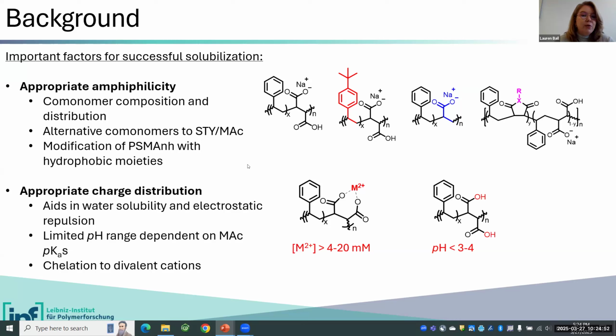Another important factor for your copolymers is an appropriate charge distribution along the backbone. So you want to maintain water solubility of your copolymer so that you have sufficient water solubility and electrostatic repulsion between your SMALPs. And we know that with traditional SMA, you have a sort of limited pH range dependent on maleic acid's pKa. So you can't really have soluble copolymers below about a pH of 3 to 4. And also you have chelation of your maleic acid units with divalent cations.